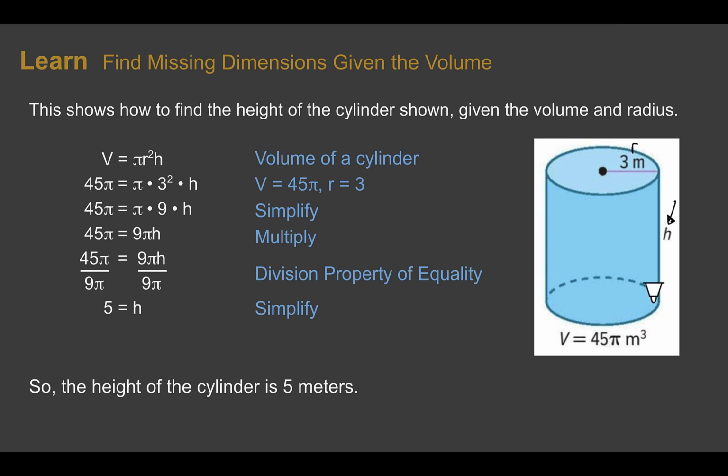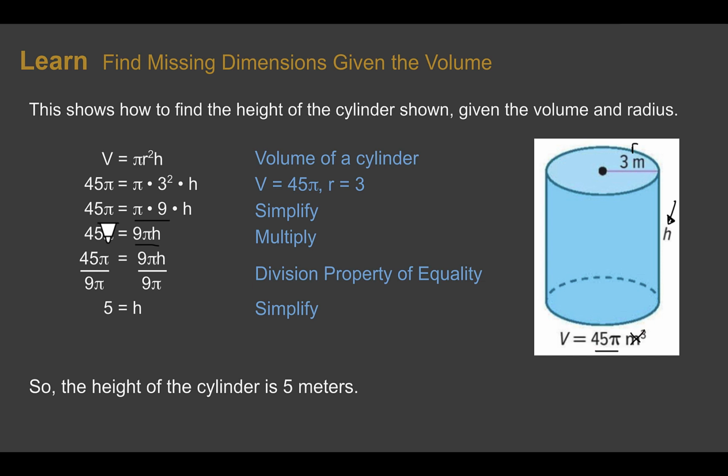So just like when we were trying to find the volume, we're going to plug in values and solve for the variable that's left. So if we plug in 45 pi as our volume, we can leave the units off when we're trying to calculate out, and 3 for the radius, then we're going to calculate out just as far as we can. So 3 squared is 9, right there, times pi. So I end up with 9 pi times the height.